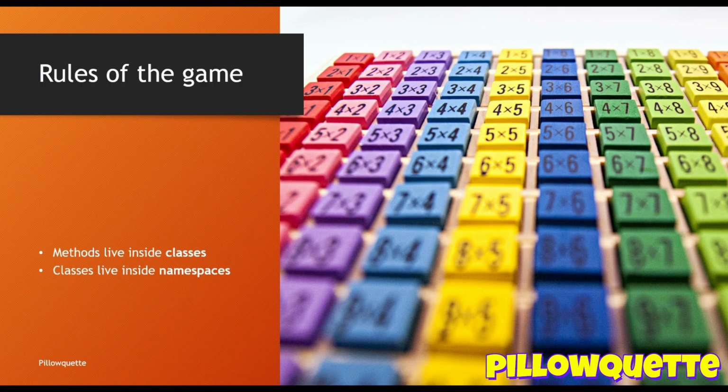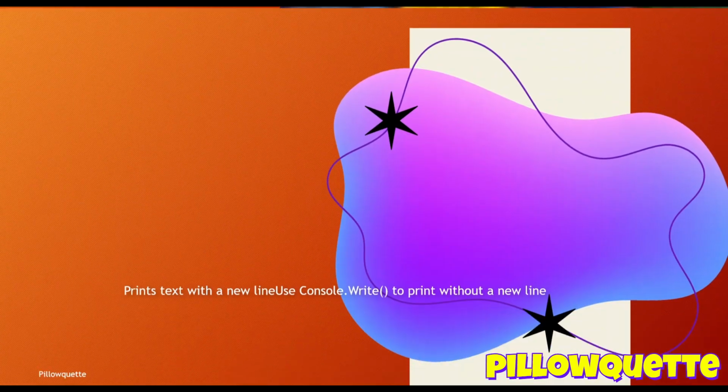So we have something we call syntax. Syntax is like a language. As I'm speaking English to you, syntax is like the language of code. In C#, every statement ends with a semicolon, like I said. Your code runs inside methods, methods live inside classes, and classes live inside namespaces. This structure keeps your code organized and easy to manage.